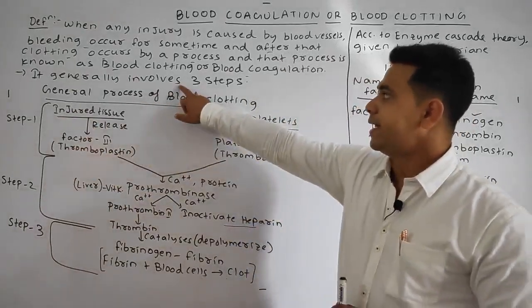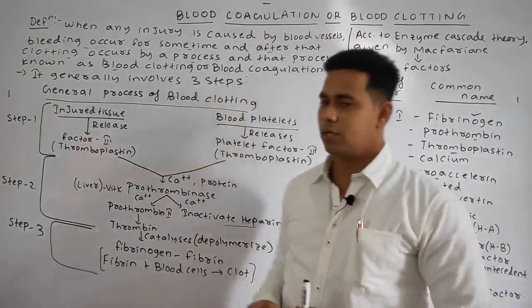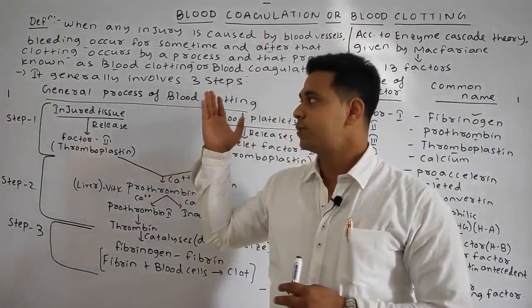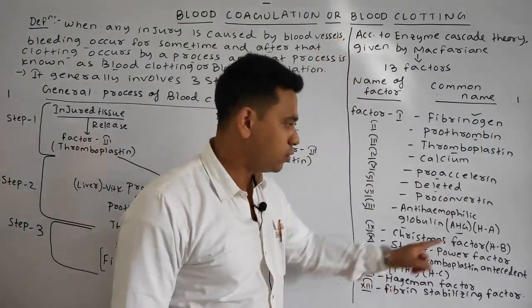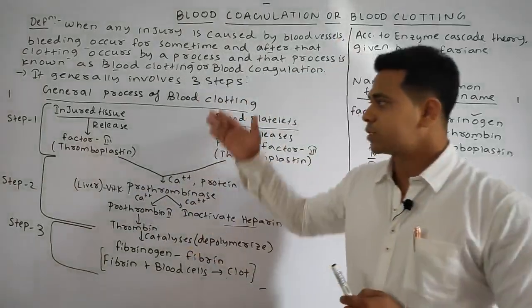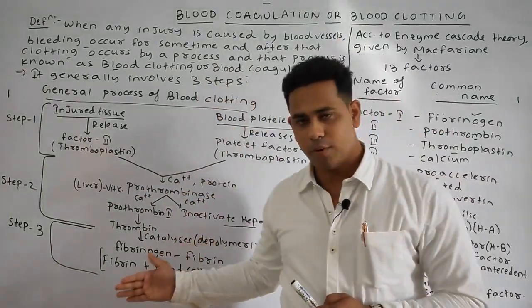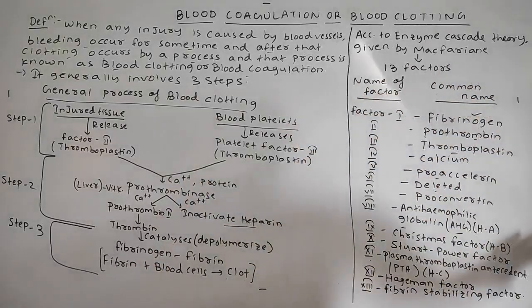That is why I have written that blood coagulation, or the blood clot, generally involves 3 steps. First we discussed the definition, then we discussed the many factors that are present. Don't worry, HA, HB, HC, I will tell you. And we also discussed the 3 steps involved in blood clotting. Okay students, please note down.